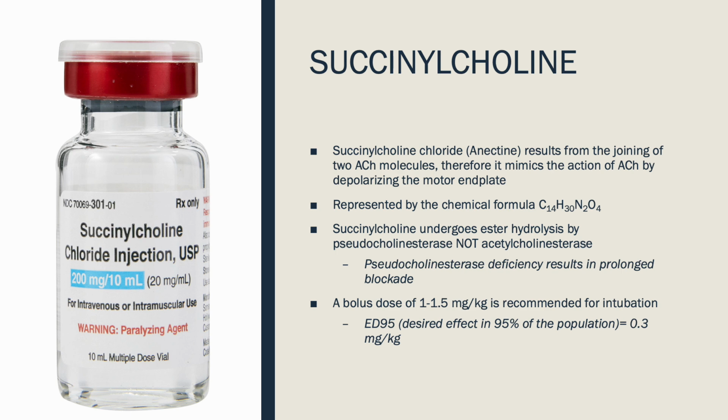Notice how I have that ED95. Think back, the effective dose, ED95. It's actually only 0.3 milligrams per kilo. Okay? So why do we use 1 to 1.5? Because when you give such a large dose, you get that rapid paralysis. Okay? So in patients with pseudocholinesterase deficiency, you can have a prolonged effect. Okay? But when you're bolusing 1 to 1.5 milligrams per kilo, you're giving multiple times the ED95, so you're going to get that quick paralysis.